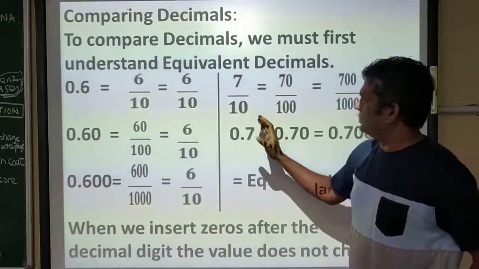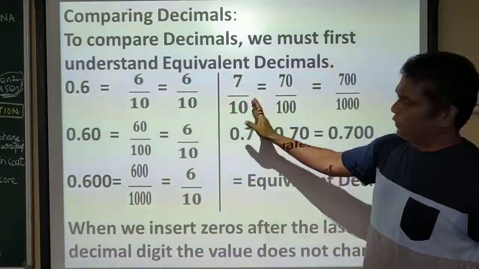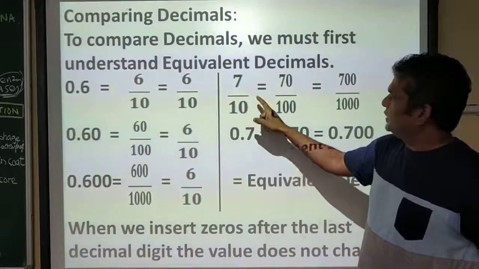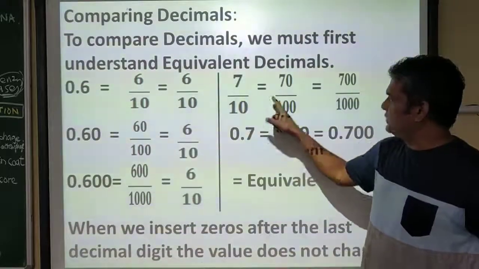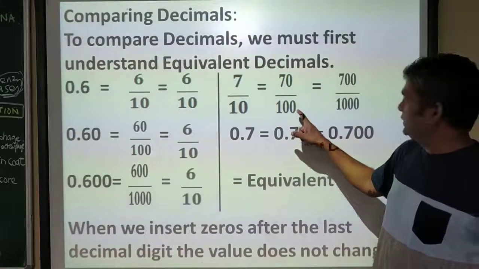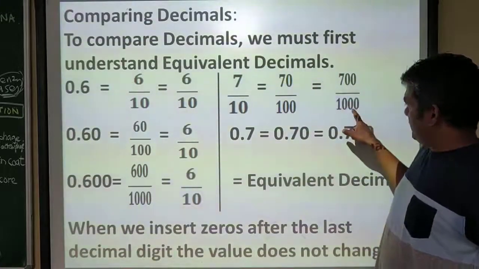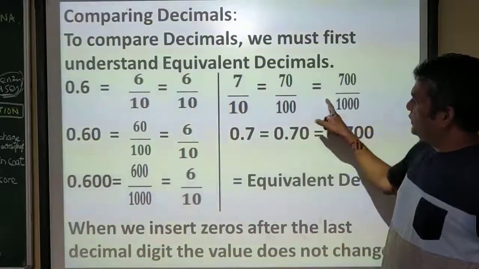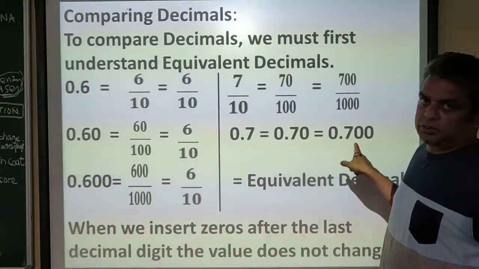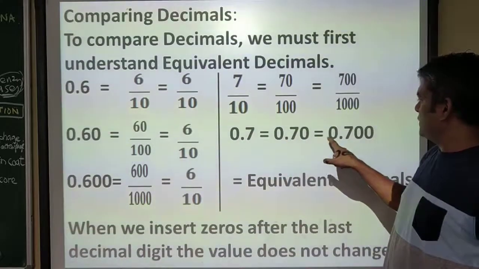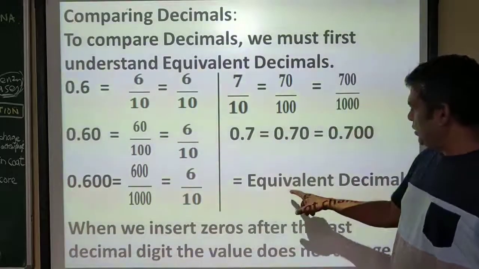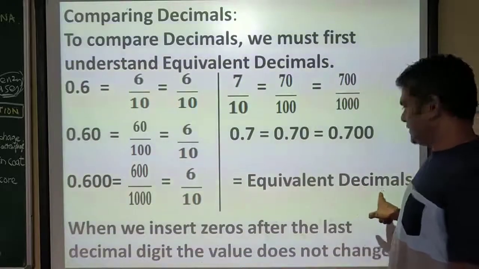Same thing here also. 7 upon 10. Here decimals were given, now fractions are given. 7 upon 10, which is equal to 70 upon 100, which is equal to 700 upon 1000. When you reduce all this, you get 0.7. 0.70 is equal to 0.7. They are all called equivalent decimals.